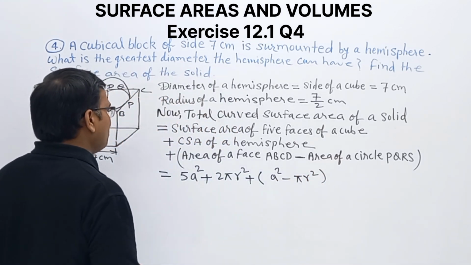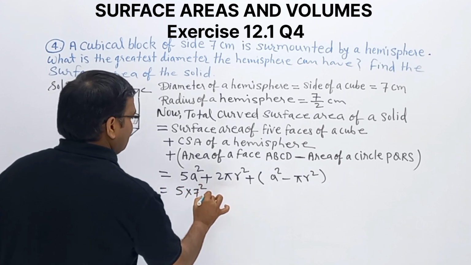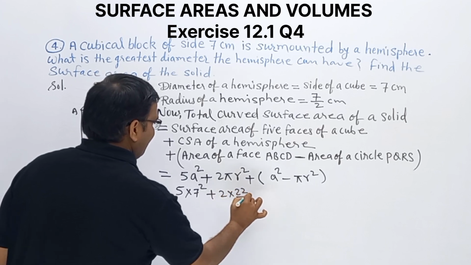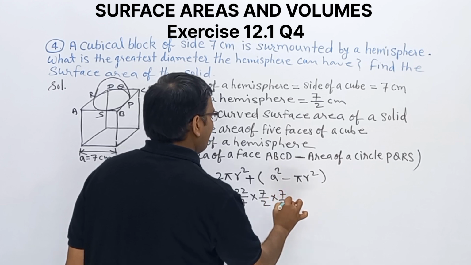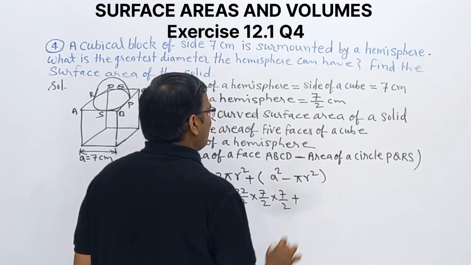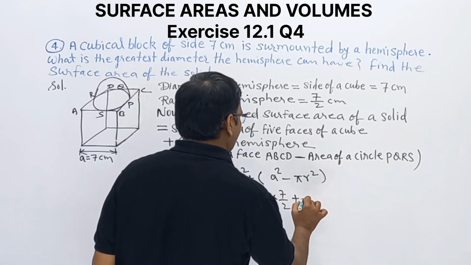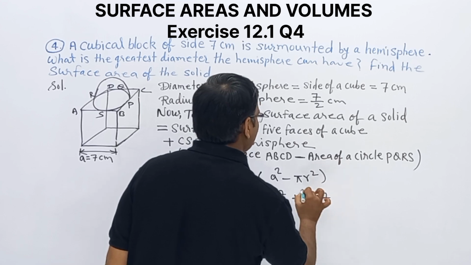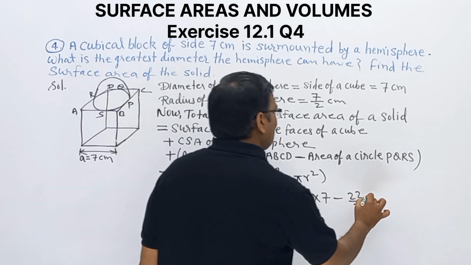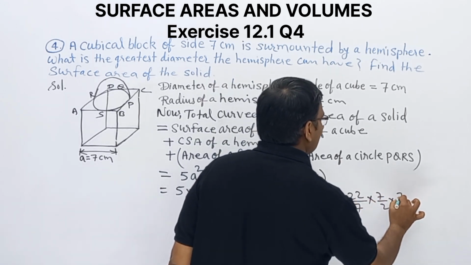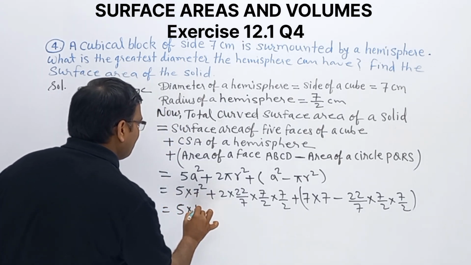Now put the values and solve. 5 into a square, a is 7, so 7 square, plus 2 into 22 by 7 into r square, where r is 7 by 2, plus a square, which is 7 square, 7 into 7, minus 22 by 7 into 7 by 2 into 7 by 2.